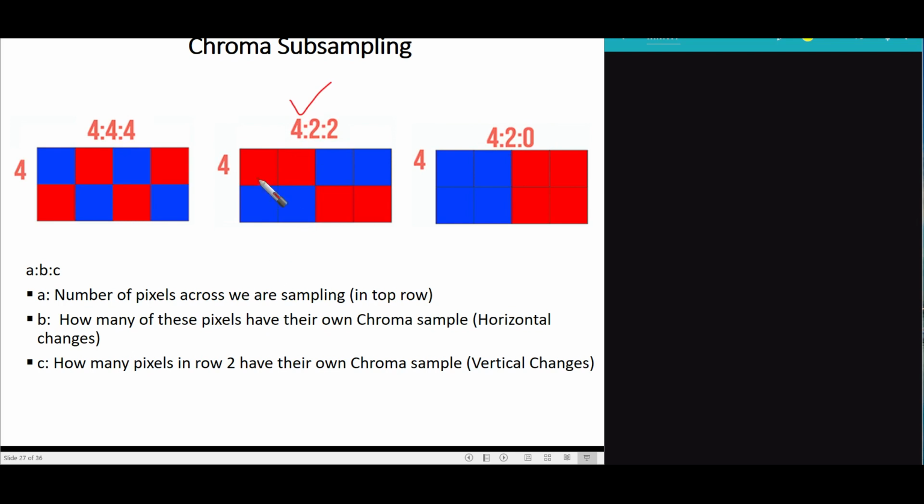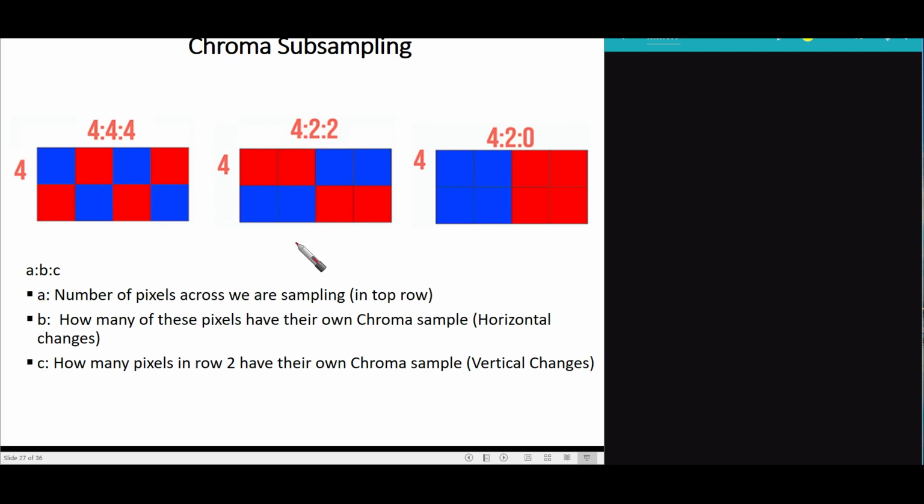This means how many samples we are considering together. That is, in this A, B, C, the first number A is the number of pixels across we are sampling. Let's say we are considering the top row. Here I'm just showing 2 lines, or 2 rows. So how many pixels? Pixel 1, 2, 3, and 4. So this number is 4, which is very understandable.